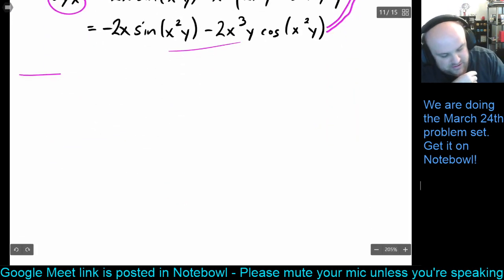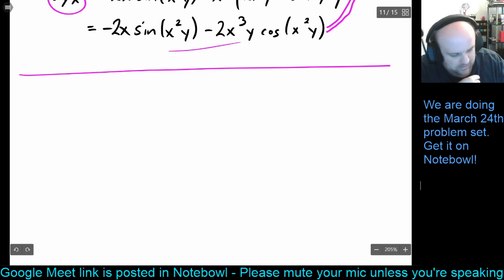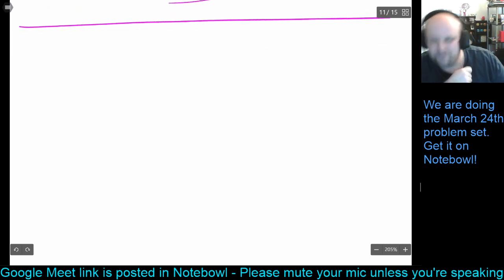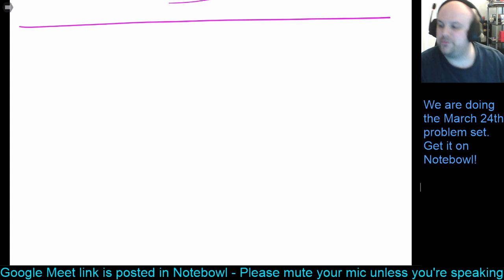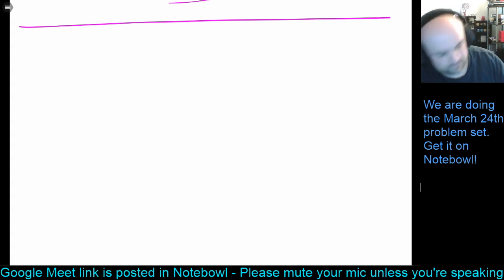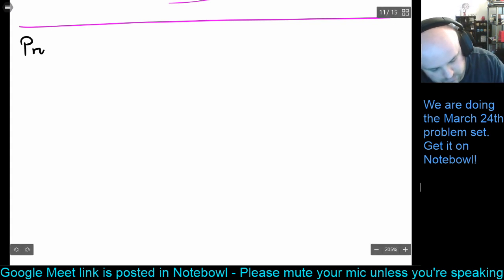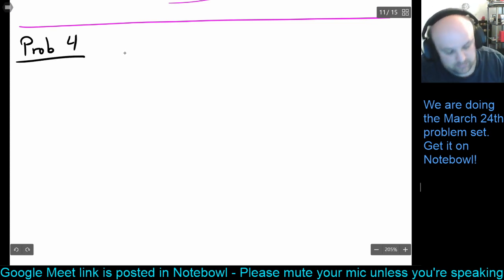So let's get on to, all right, well, pink line it is. Let's get on to the next problem, problem 4. Here we have that z is implicitly defined as a function of x and y by this equation.